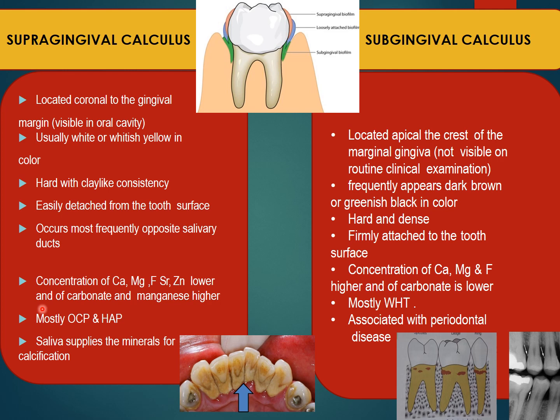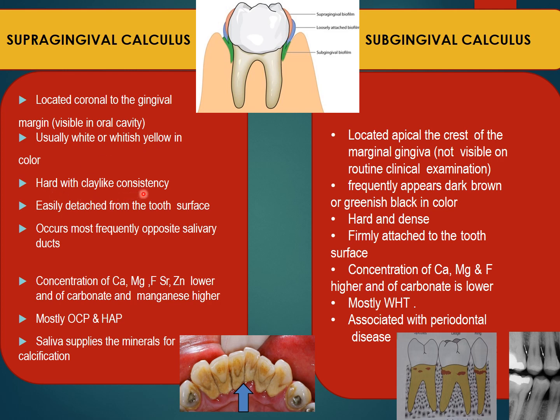Supragingival calculus, as we said before, is seen coronal to the gingival margin, so it is visible in the oral cavity. Whereas subgingival calculus is located apical to the crest of the gingival margin, so it is not visible on routine clinical examination. Supragingival calculus is usually white or whitish yellow in color, whereas subgingival calculus frequently appears dark brown or greenish black in color. It is hard with a clay-like consistency.